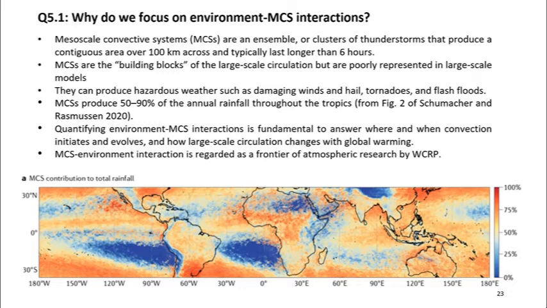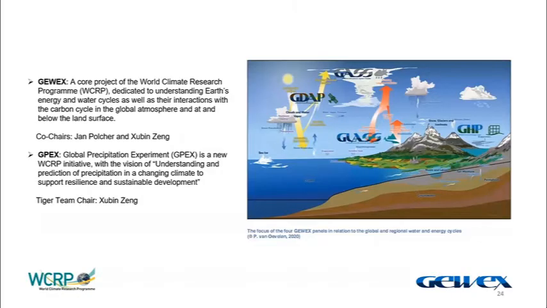Just give you one example. This figure from Shoemaker and Rasmussen 2020 paper shows the MCS contribution to total annual rainfall. Obviously, you can see over many regions in the figure, the contribution varies from 50 to 90%, as indicated by the yellow to red colors. And because of the importance of MCS, GEWEX, an international program, will launch a couple of new projects associated with organized convection in the near future.